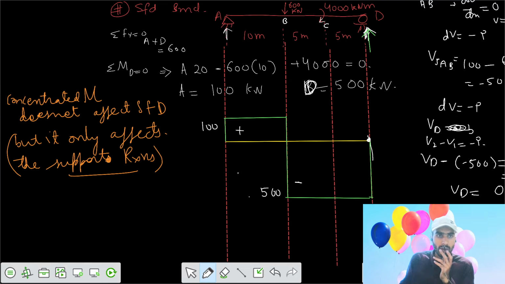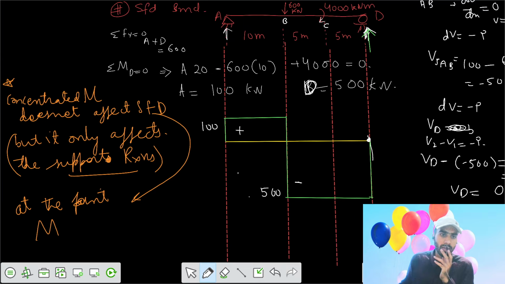But to make the statement more clear, the concentrated moment does not affect the shear force diagram at the point where the concentrated moment, M external, acts, where we are concerned about the point itself. Because of the moment, there is no change in the shear force diagram. But we got the reaction of 100 here, and because of that the shear force diagram looks like this.